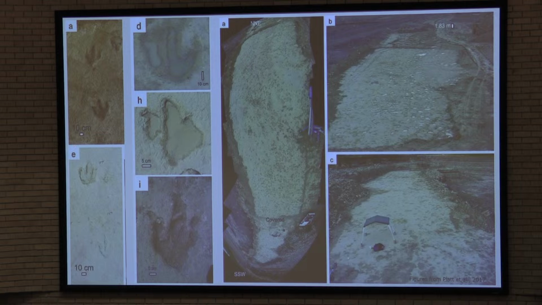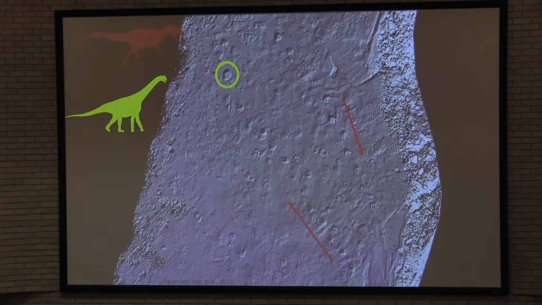You can figure out if they're running. One of the track sites I've worked out in Utah, we have dinosaurs that are running really fast. We have dinosaurs that are just kind of taking their time and plodding along. So you get all sorts of different things that you can learn from dinosaur tracks. So these things can be really important.